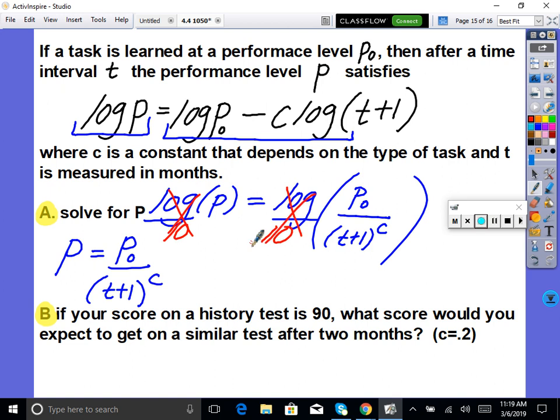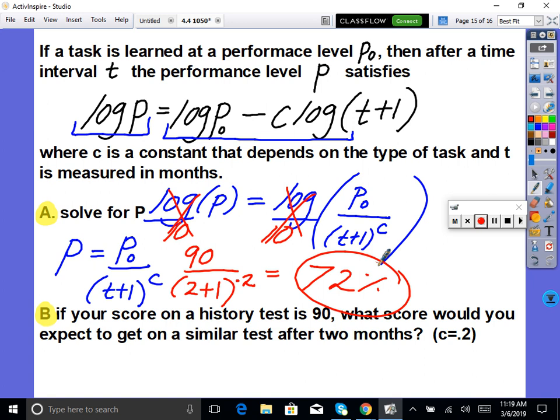Okay. So now looking at this, it says, if your score on a history test is 90, what would you expect to get on a similar test after 2 months, given that c equals 0.2? So you go back and say, well, what does each variable stand for? In this one, performance level is p sub 0. So our performance level is 90 divided by, our t is time in months, so we have 2 plus 1 raised to the c, and they gave us c was 0.2. And you'll type it into your calculator, and you get roughly 72%.